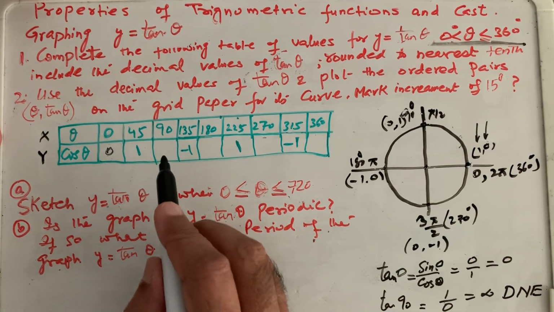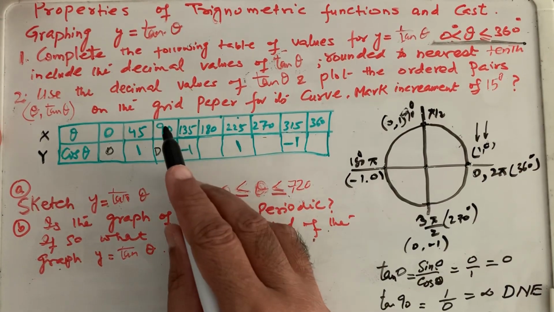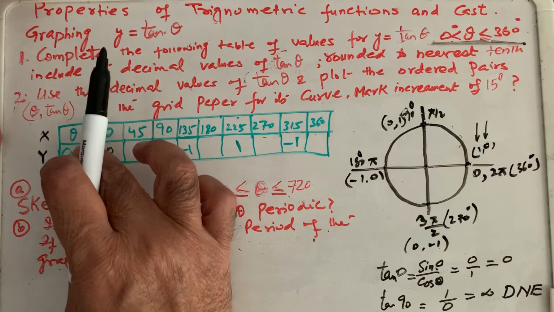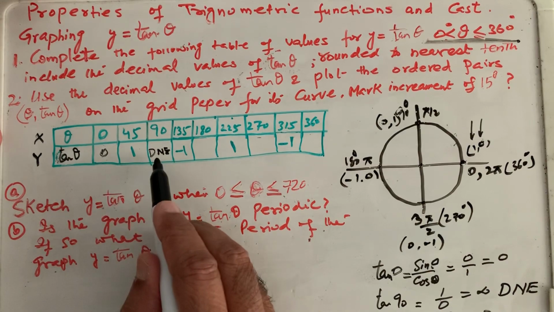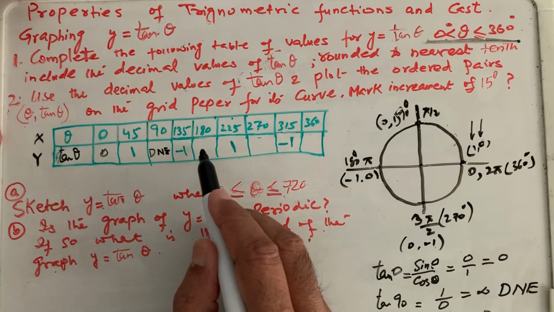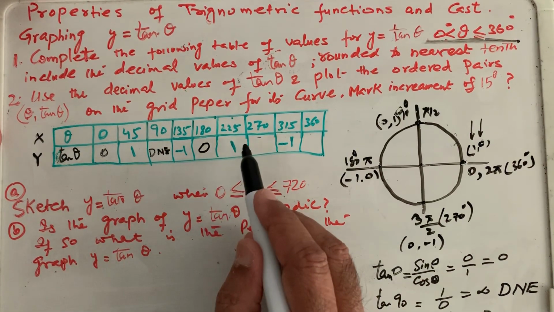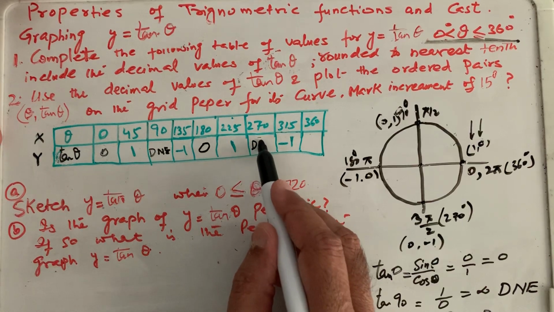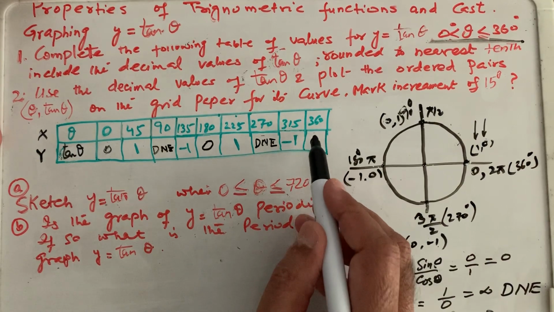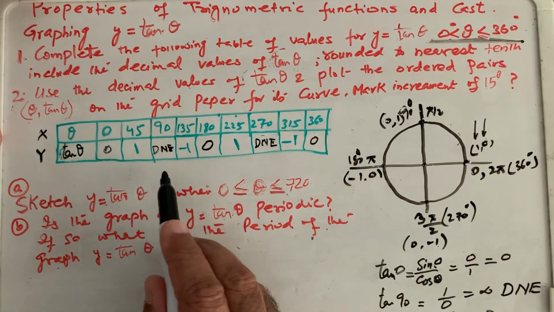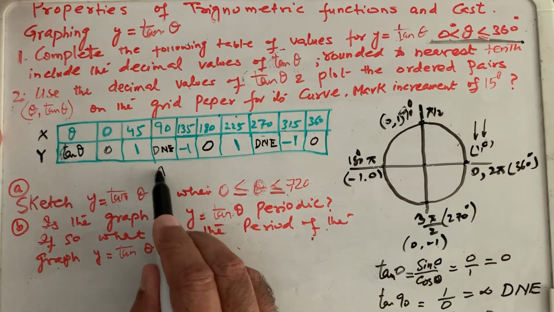Tangent 90 does not exist, DNE, right? This is the value of tangent, so these are values for tangent, not for cos. So tangent 90 does not exist. Tangent 180 is 0. Tangent 270 again does not exist, as we calculated here. And tangent 360 is again 0. So we have a few values, but we have two DNEs for the key points, and these DNEs are also called asymptotes.